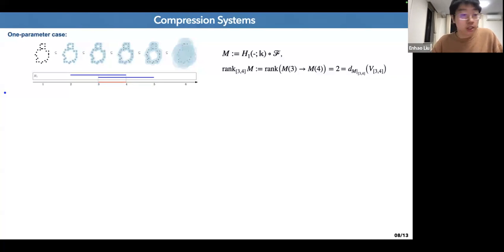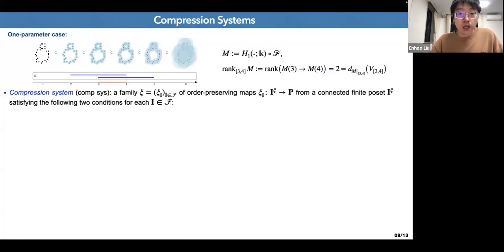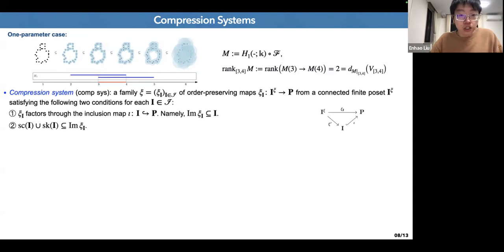So we need compression systems. Okay, so what is a compression system? For each interval I, we just assign such an order preserving map from another poset xc to P, satisfying the following two conditions, which are very easy to describe. The first condition: such an order preserving map should factor through the inclusion map I to P. This is equivalent to saying that the image of Ci is contained in I. And the second condition is that, of course, the image of Ci should contain the source and sink of I. Okay, that's all. So the compression system satisfies these two conditions.